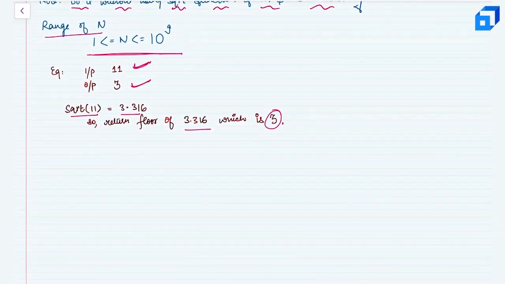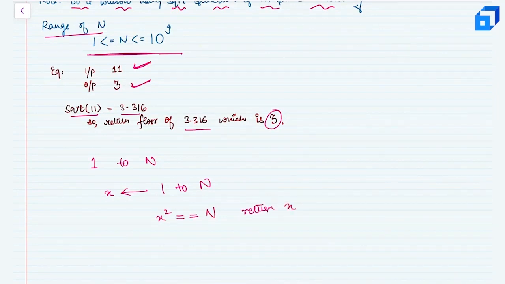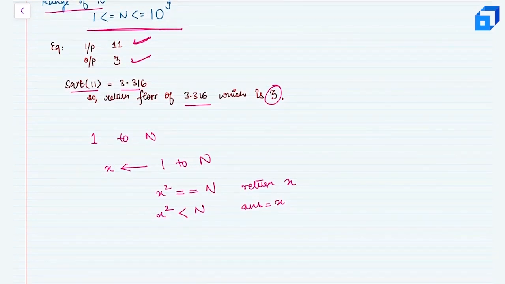One possible way is, we know that the range of our answer is going to lie from 1 to n, right? So we can simply iterate from 1 to n. If x square becomes equal to n, then we can simply return the value of x. Else, if x square is less than n, then we know that this x is one possible answer, and we'll check for higher values of x. Let's say x plus 1, the value just greater than x, has a square greater than n. So we know the previous value did satisfy, so we will simply return the stored answer, because any x greater than this will not be the answer.